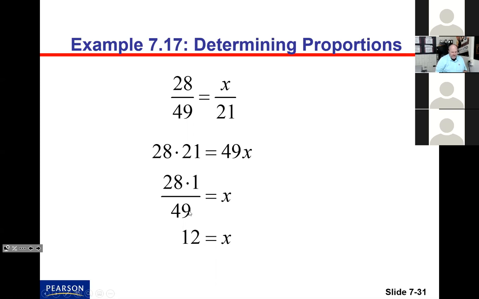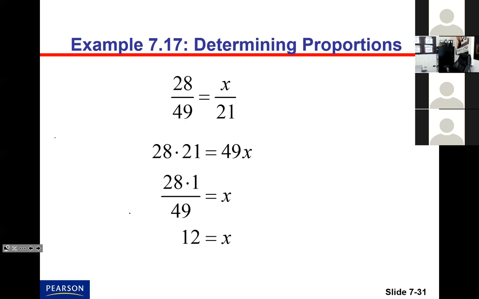Oh, what? Where'd my number go? That's weird. 28 times 21. There's a mistake on this page. What is 28 times 21? 28 times 21. 588. Yeah, okay. Let's fix that. That's weird. Why did that come out? 588 divided by 49. That's the right answer. Huh, that's weird. You know, I wish people made stuff properly. It'd be nice. Make my life easier.